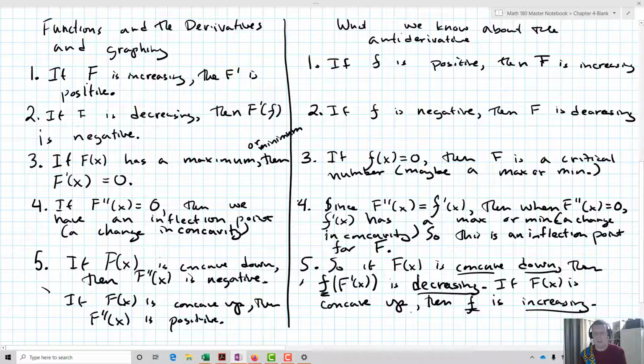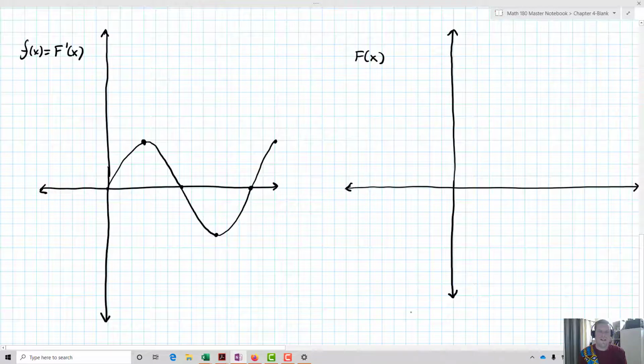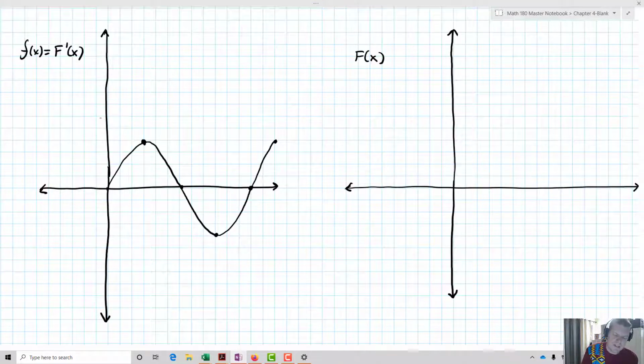All right, so we're going to utilize those parameters. Let's actually put it in action to see how it works. So let's consider little f of x, which is the derivative of big F of x. So little f of x equals big F prime of x. Now what we want to do is start to map some of the features that we have on little f of x onto big F of x.